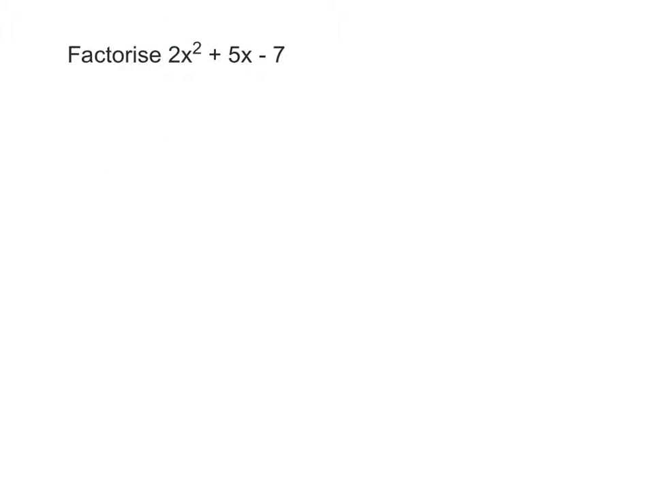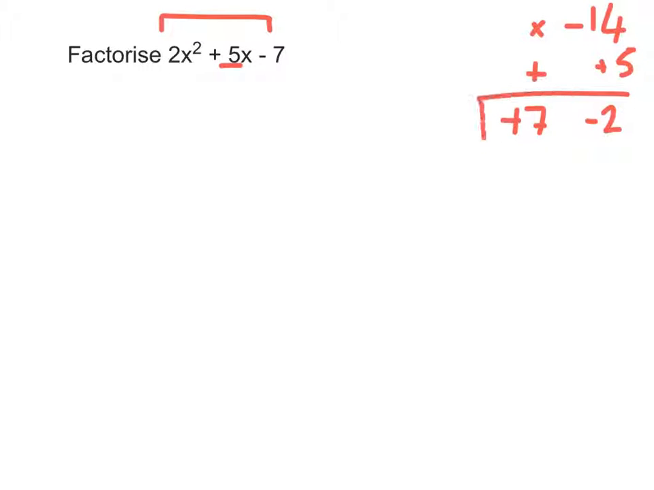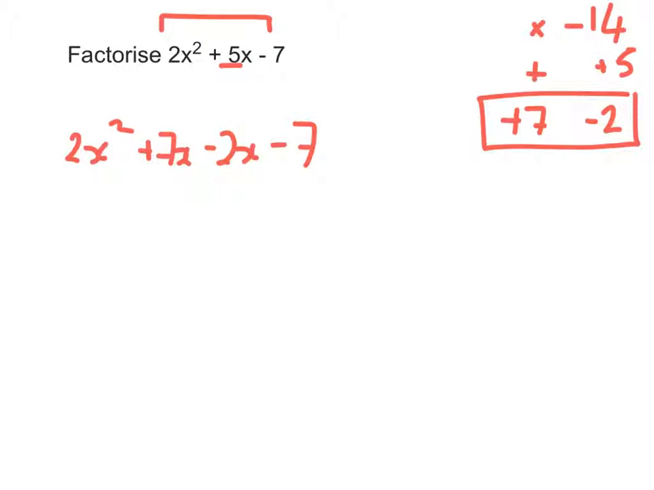Again, another example. Remember, times these two together, so 2 times minus 7 is minus 14, and I want them to add to get the 5. Positive 5, it's quite important. So two numbers that times together to get minus 14, but add to get 5 will be positive 7 and negative 2. So I'm going to write the expression again, but instead of the 5x in the middle, I'm going to put plus 7x minus 2x, and then minus 7 on at the end.